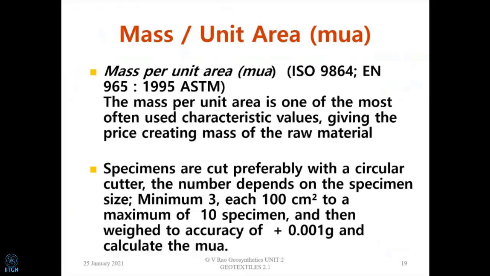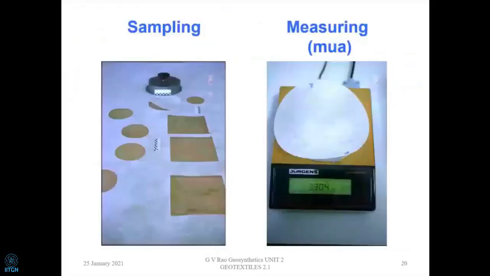So we have to cut specimens, a minimum of 10, but otherwise 10 is good, and we find out the mass and then correct it per unit area, that means meter square. We are going to do that now. So the specimens, this is an earlier slide, we can cut of different shapes based on different codes, and we are going to weigh this and find out.